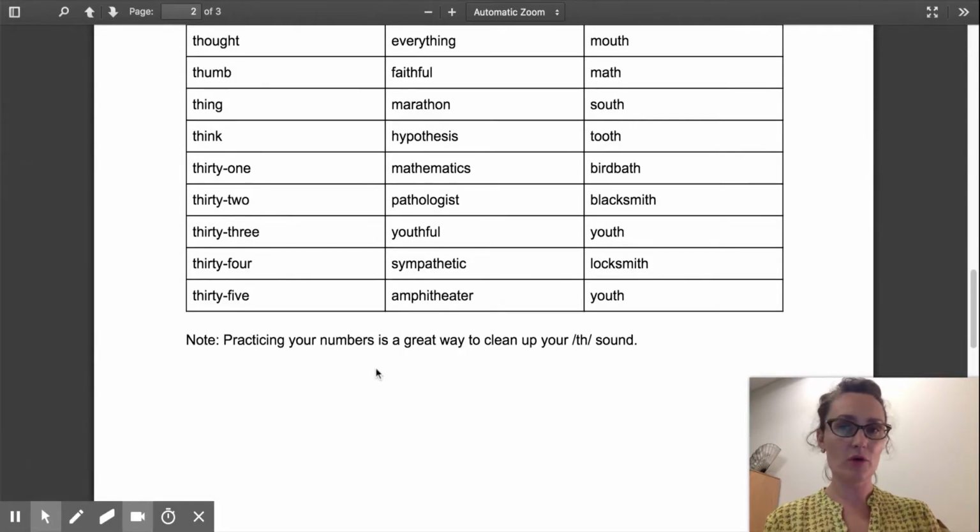And I put a note here that practicing your numbers is a really great way to clean up your TH sound. I know numbers are difficult for a lot of speakers of different levels. Practice your numbers. Again, you can do this with Google Docs and see if Google Docs can actually hear your numbers clearly.